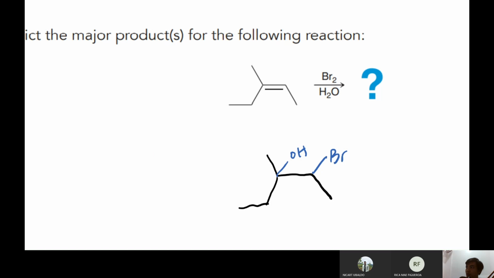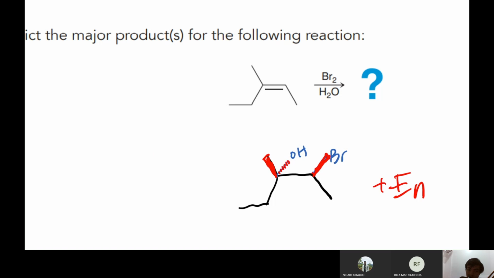However, that is anti-addition. So ibig sabihin, kailangan natin ipakita yung pagiging anti-addition. So if yung Br ay nasa taas, kung naka-wedge siya, ibig sabihin your OH ay naka-dash. That will push this methyl group upwards. Okay? So yan yung magiging final product natin, plus the enantiomer as well. Ganun lang. Okay?